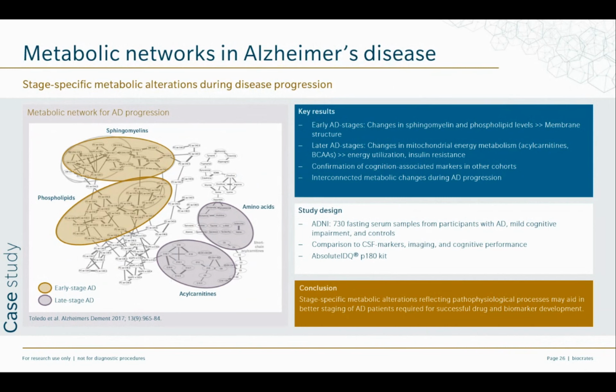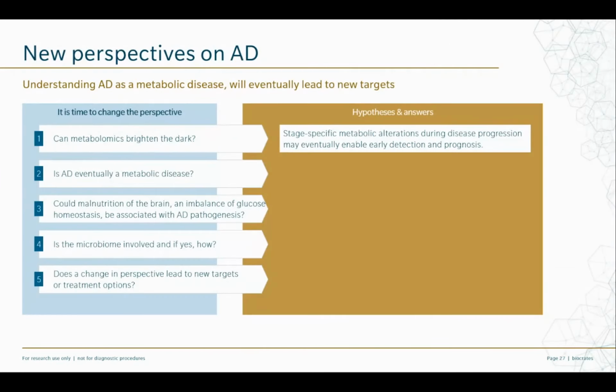These findings may help to define stages of Alzheimer's disease more exactly, which is required for the successful development of biomarkers and therapies for Alzheimer's disease. Based on the examples that we've just discussed, we can answer the first question, whether metabolomics can brighten the dark, with yes, stage-specific metabolic alterations may eventually enable early detection and prognosis of Alzheimer's disease. So does this mean that Alzheimer's is in fact a metabolic disease?